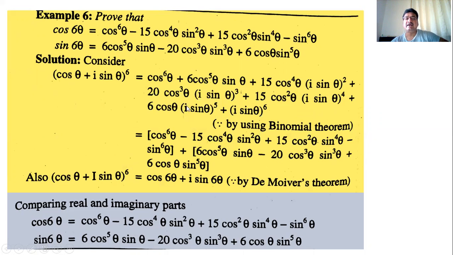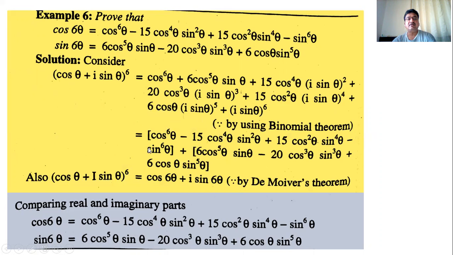Here i raised to 5 means i square into i, minus 1 into i, that is plus i. So it is plus 6 cos theta sine raised to 5 theta. These are the coefficients of i. So write i. And (cos theta plus i sine theta) raised to 6, by using De Moivre's theorem, is cos 6 theta plus i sine 6 theta.